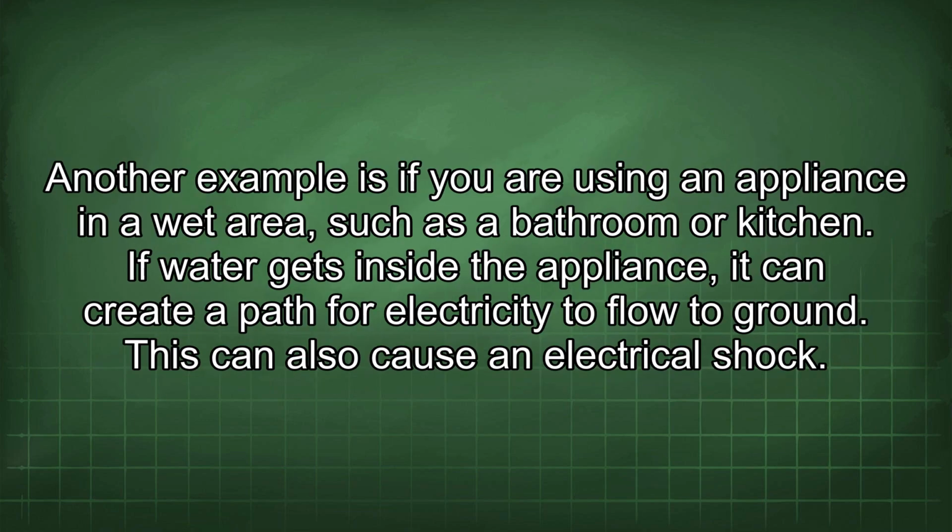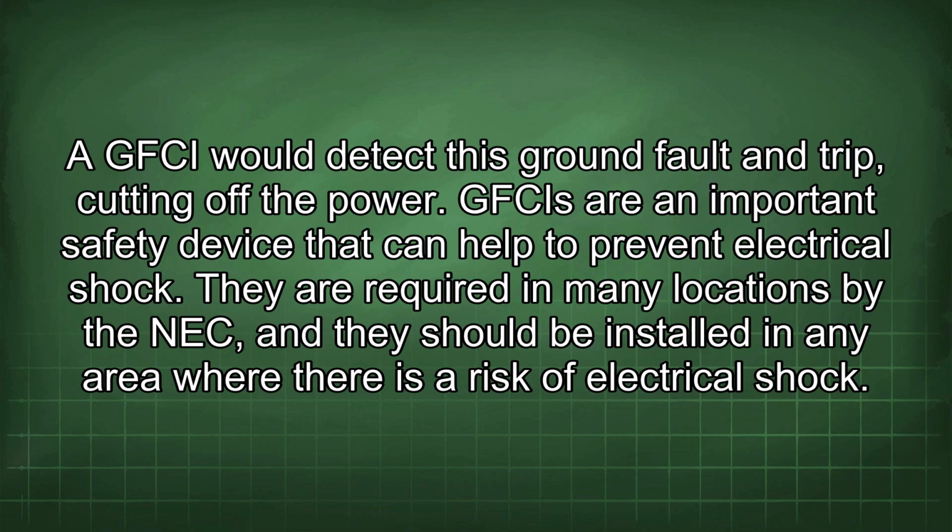Another example is if you are using an appliance in a wet area, such as a bathroom or kitchen. If water gets inside the appliance, it can create a path for electricity to flow to ground. This can also cause an electrical shock. A GFCI would detect this ground fault and trip, cutting off the power.